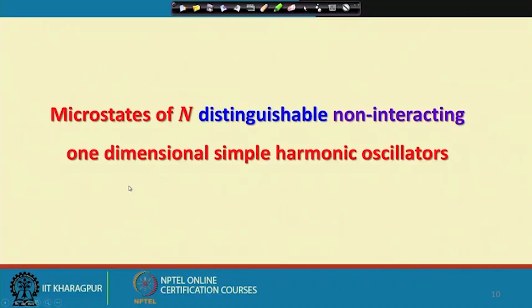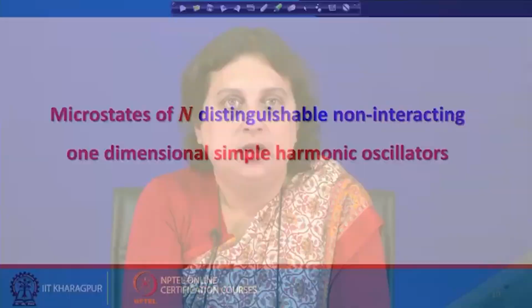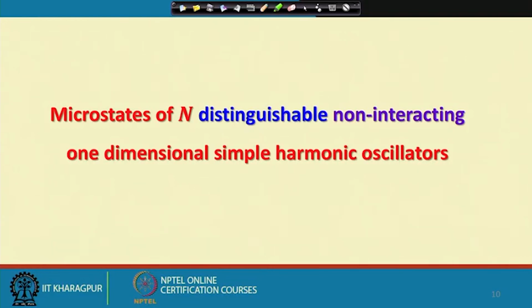Welcome. We will continue our discussion on the microstates of distinguishable non-interacting particles by considering now a system which is comprised of capital N simple harmonic oscillators, and each of these oscillators is present in one dimension, and we are trying to find out the number of microscopic states that are allowed for a system like this.